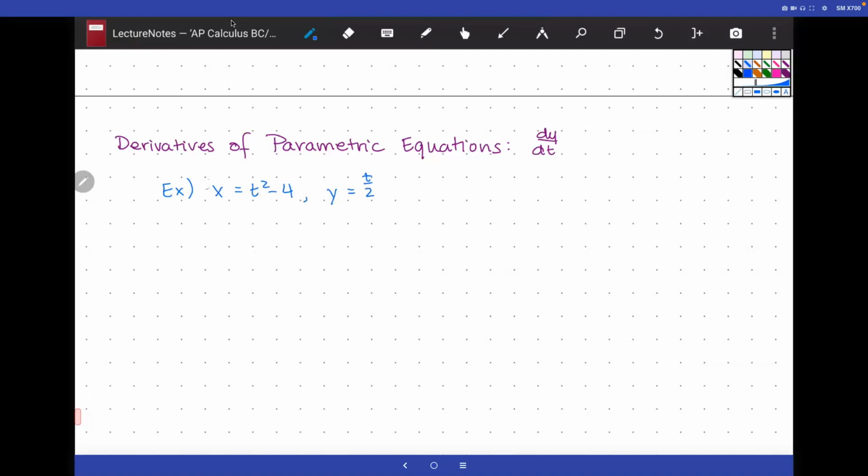So one way to find the derivative, method 1, is to first rewrite this parametric equation as just an equation in terms of x and y. And that's called eliminating the parameter. Remember, t is a parameter. We're going to eliminate the t.